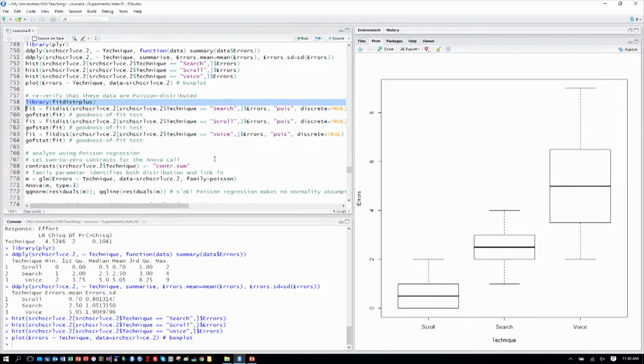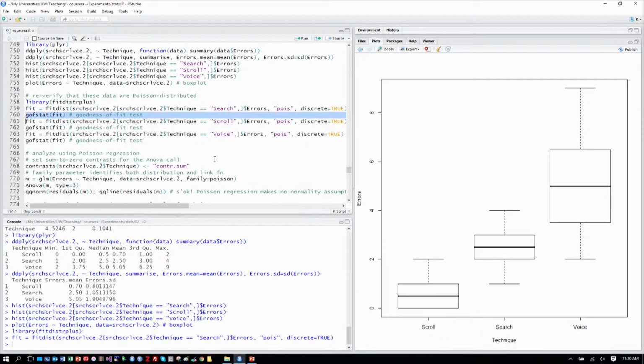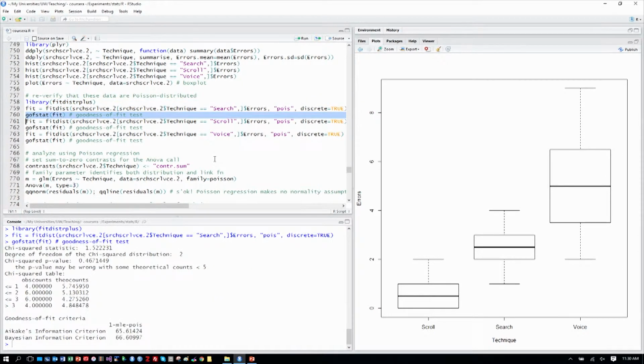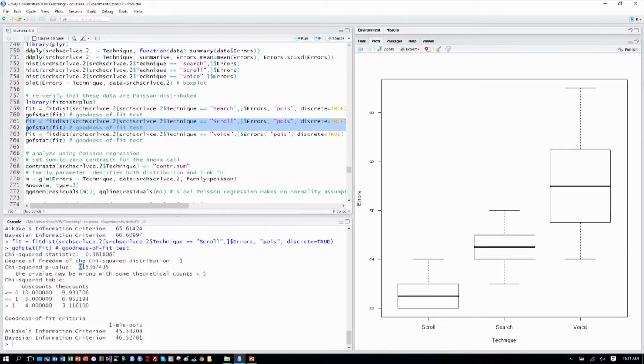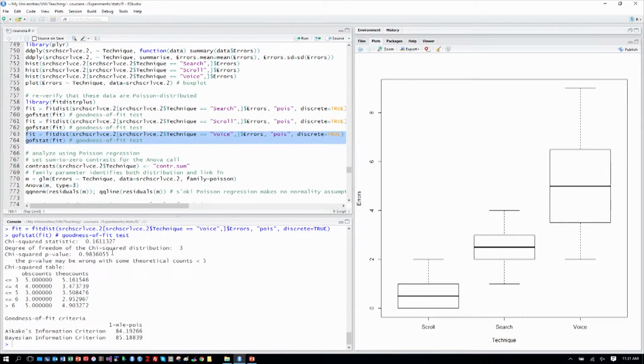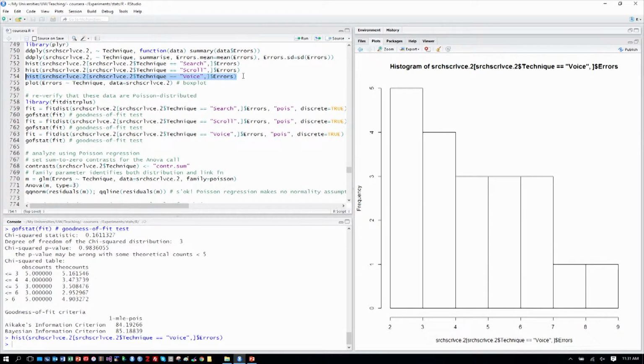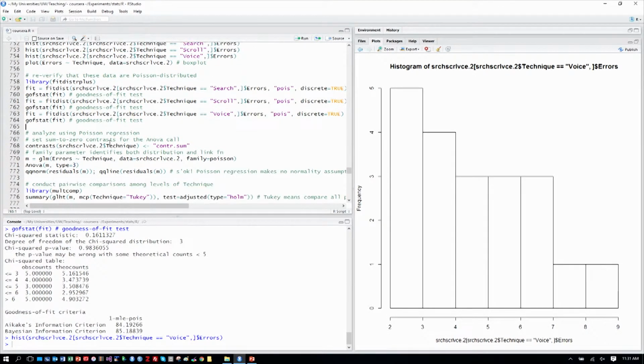So we will fit a Poisson distribution to the search data and then do a goodness of fit test on that. And this is going to tell us that we have a non-significant p-value, meaning we don't differ significantly from the Poisson distribution. We can do the same for the scrolling data and see we don't differ significantly, and then the same for the voice data and we also don't differ significantly. In fact, if we go back and look at the voice data distribution, this is pretty classic Poisson, so it's no surprise that we're similar there.